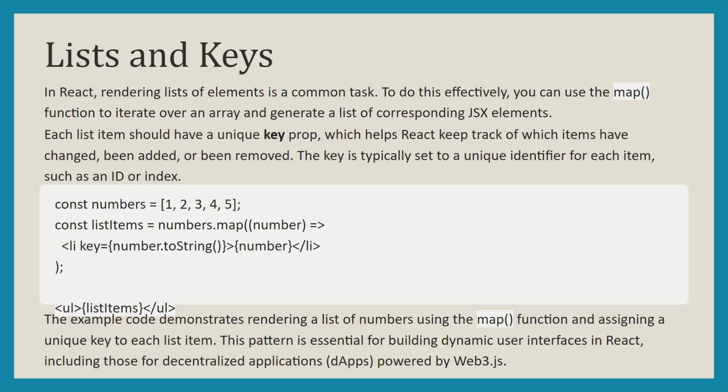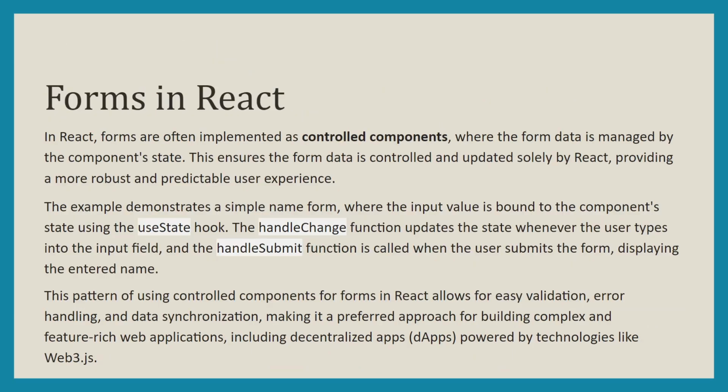Const numbers equals 1, 2, 3, 4, 5. Const listItems equals numbers.map number, li key equals number.toString, number, ul listItems. So what this example code does is it demonstrates rendering a list of numbers using the map function and assigning a unique key to each list item. This pattern is essential for building dynamic user interfaces in React, including those for decentralized applications powered by Web3.js.